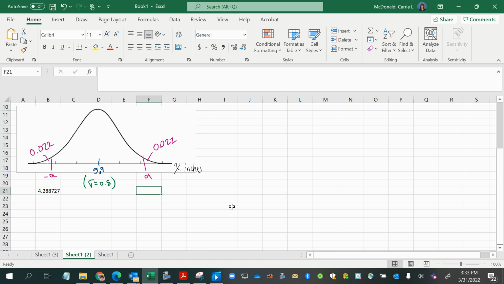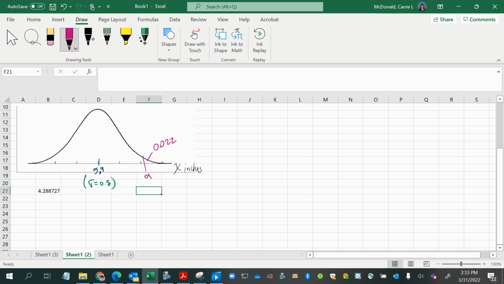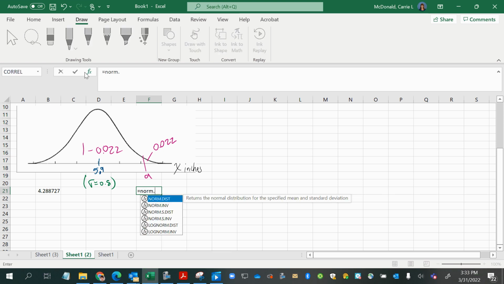Well, we can do norm.inverse again, but this time we want to use the area to the left of the right boundary, the maximum boundary. And if you do 1 minus 0.022, you will get the left area. So that's what we're going to use for norm.inverse here. 1 minus 0.022, the mean is 5.9, and a standard deviation of 0.8.